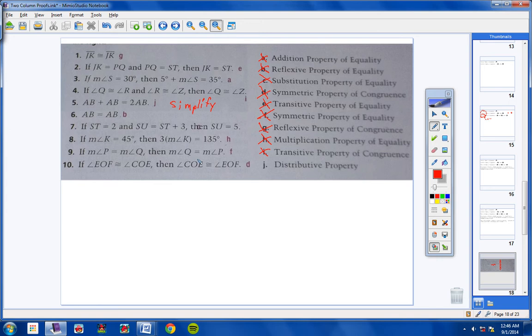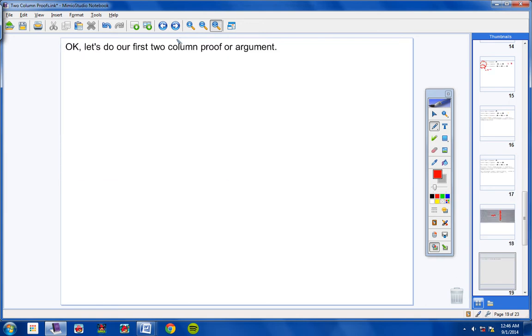All right, now let's continue on. We're going to look at 2 proofs now, and they're going to be pretty challenging, okay? So be ready for that, and then we're done with the class period, okay? So here we go. Let's go ahead and do our first two-column proof or argument. Usually they're called two-column proofs, but this book also calls them arguments, okay?